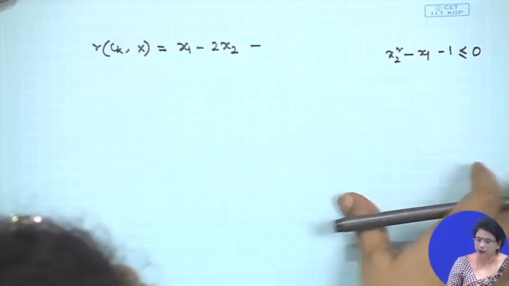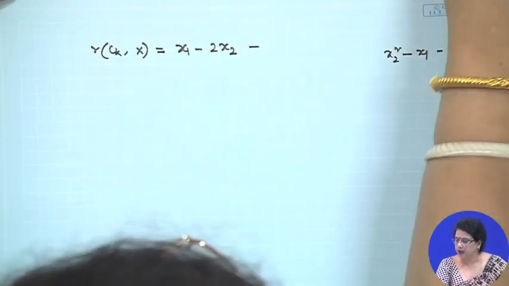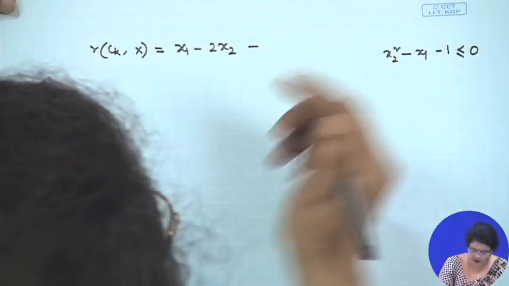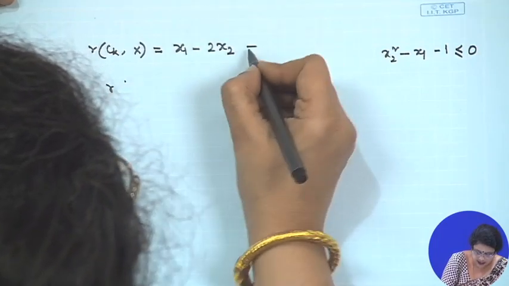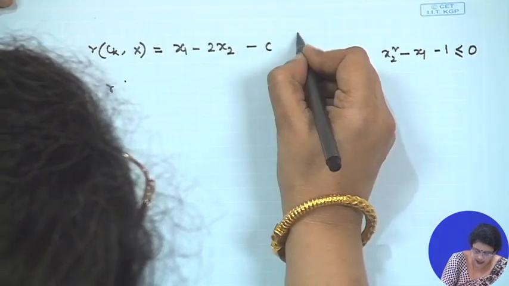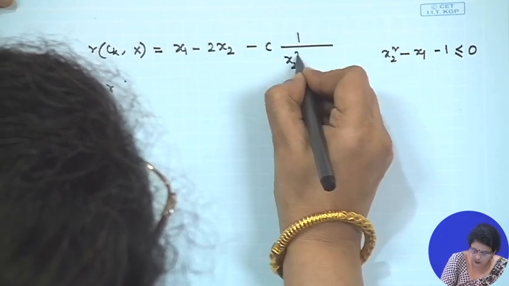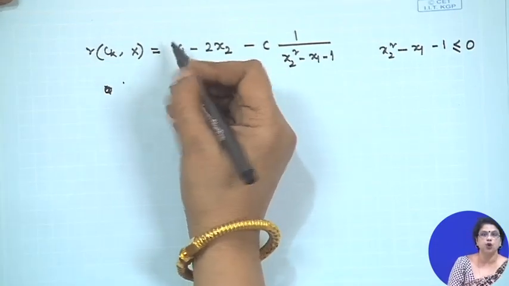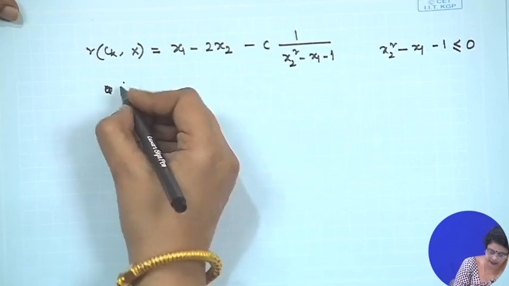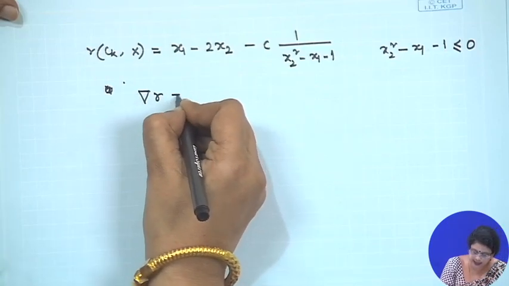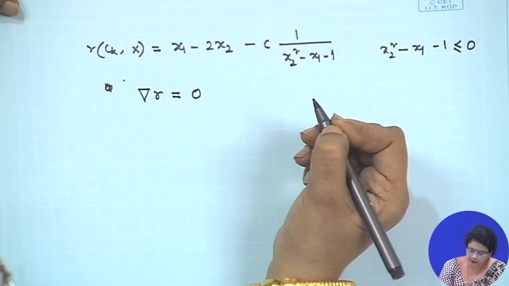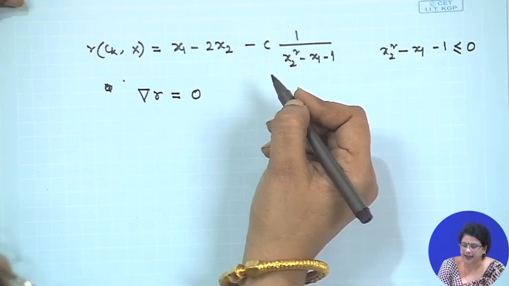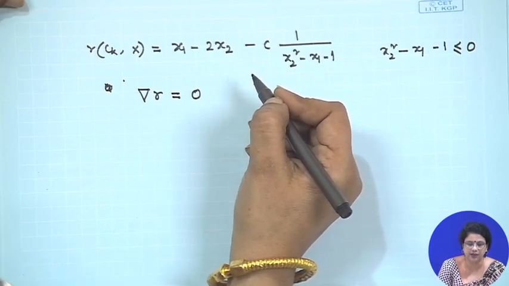Now, this problem we have already solved with the exterior penalty function method, and I am just considering this as C times 1 by x2 square minus x1 minus 1. Okay. And you solve this problem with the interior penalty function method by considering the gradient of r equal to 0. Find out the values for x1 and x2 in terms of C, then you take C tending to 0 and find out the value of it.